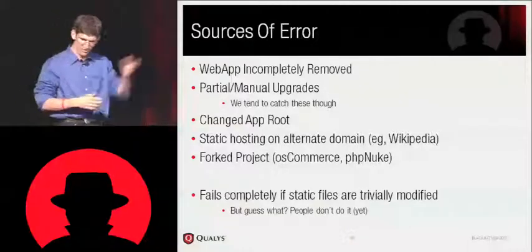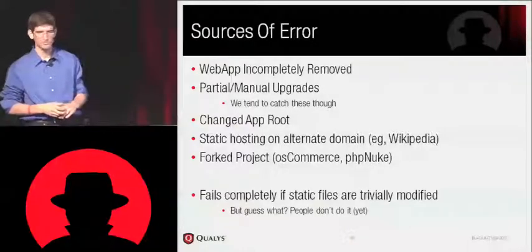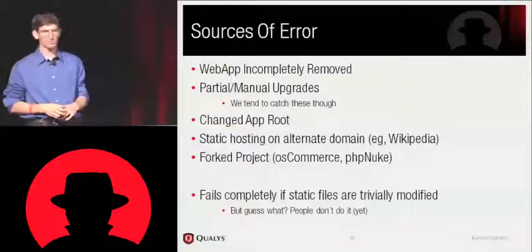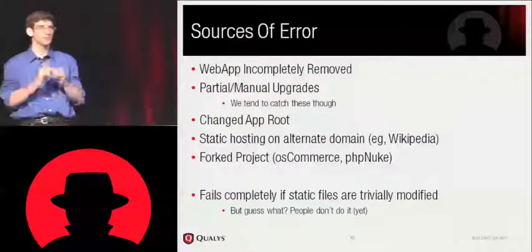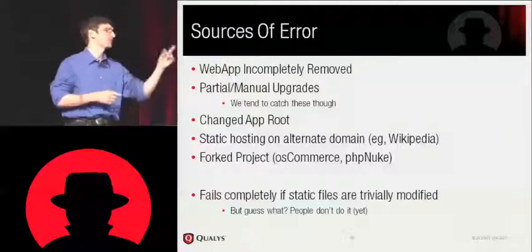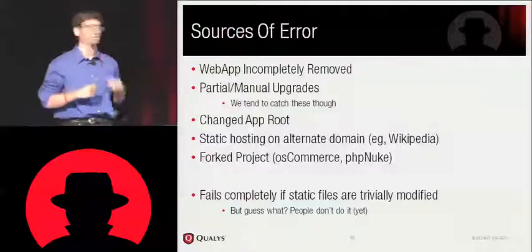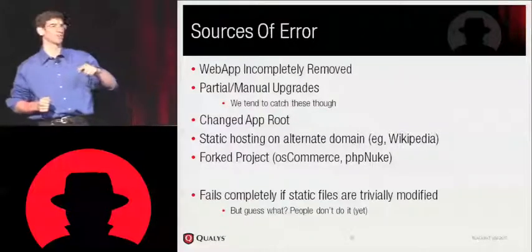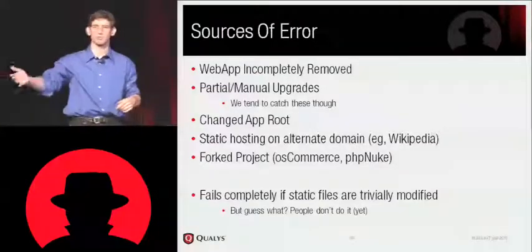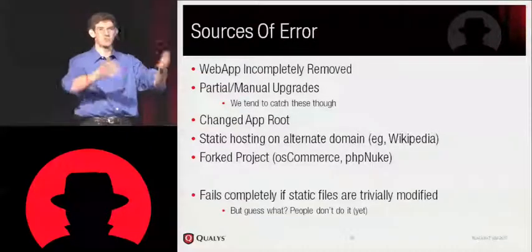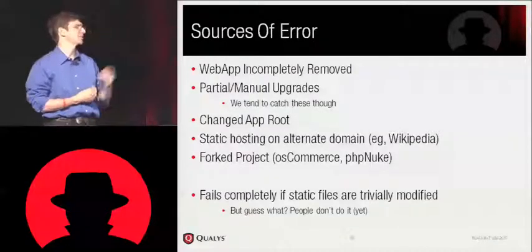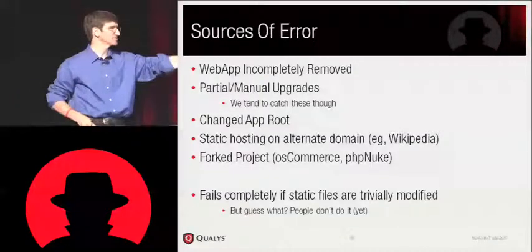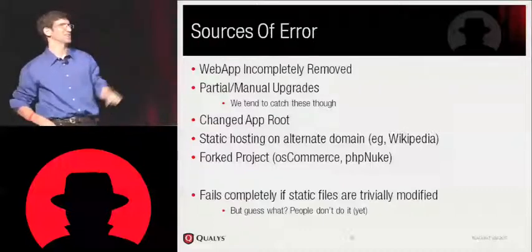Some sources of error: I talked about web apps incompletely removed. Sometimes that can be a false positive. Partial or manual upgrades, we do okay on catching these. Changed app root, maybe what was going on with that other one. Static hosting, same thing. You can't run this tool directly against Wikipedia because instead of en.wikipedia, where we look for it, everything is hosted on static.wikipedia, and we can perhaps put in some logic to figure that out. Forked projects, and then here's the last thing that is the Achilles heel of static file fingerprinting.